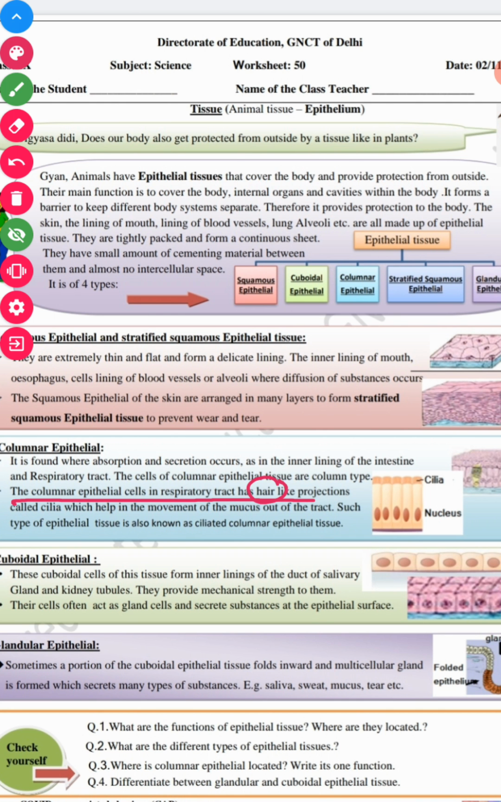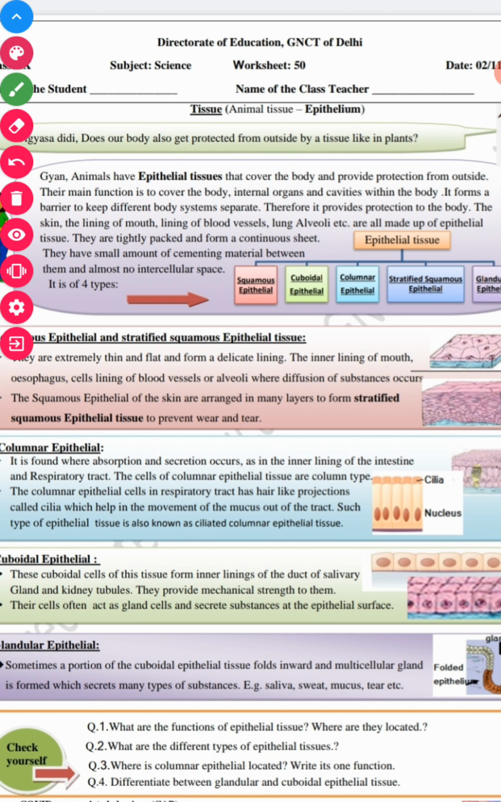These are called hair-like projections, so called cilia, right? Hair-like projections called cilia help in the movement of mucus out of the tract. Such type of epithelial tissue is also known as ciliated columnar epithelium tissue. Right?